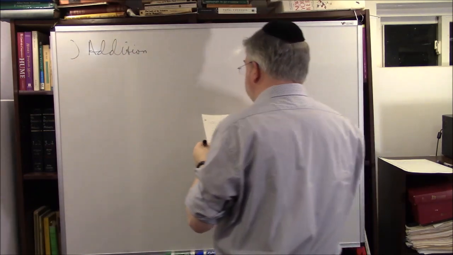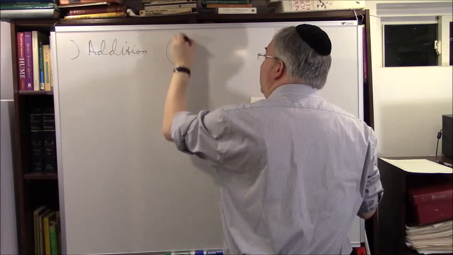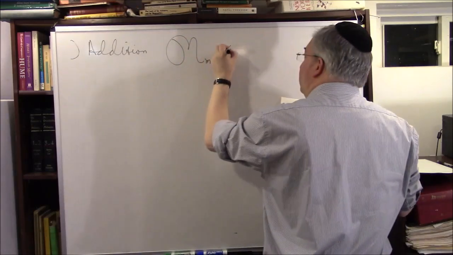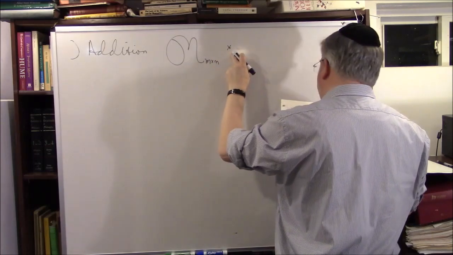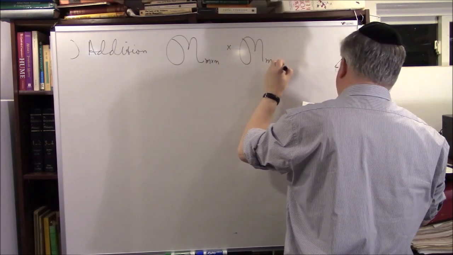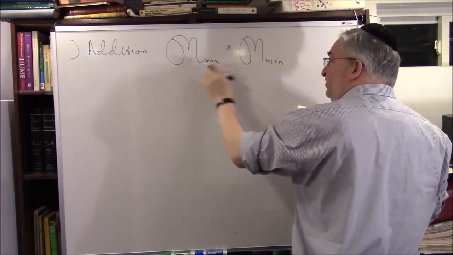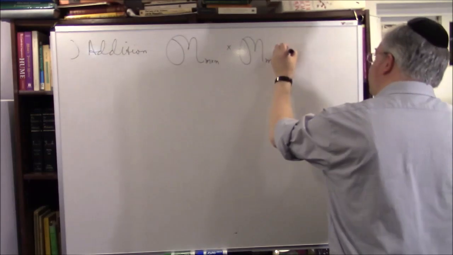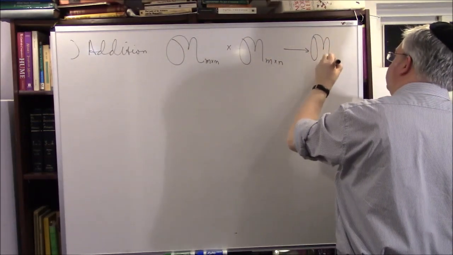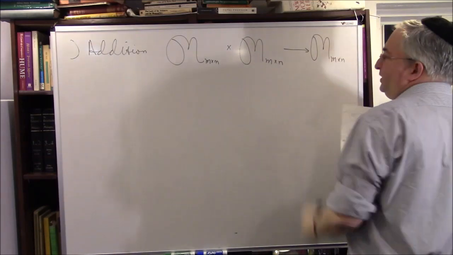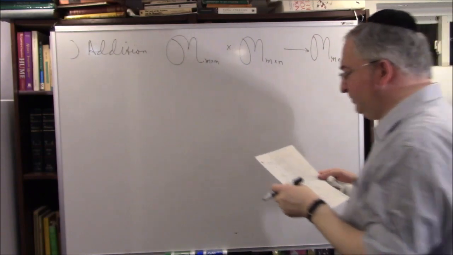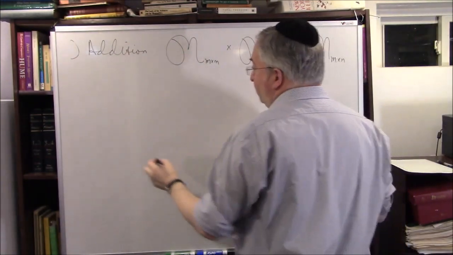Let me just show you what you do. First of all, what does it do? It takes ordered pairs of matrices of the exact same size, M by N, and it outputs another matrix of the exact same size. Okay, let's do a simple example.